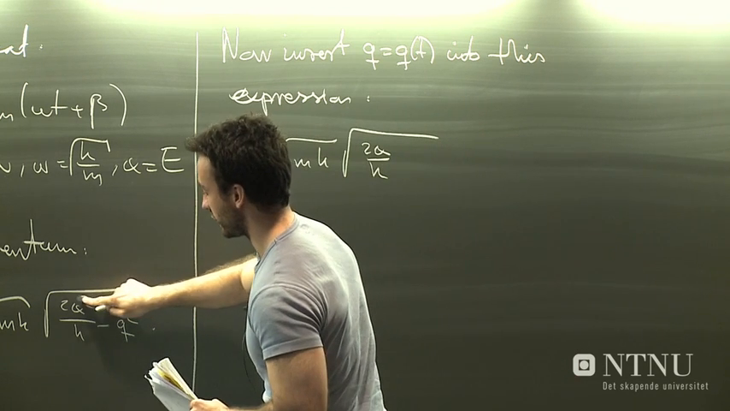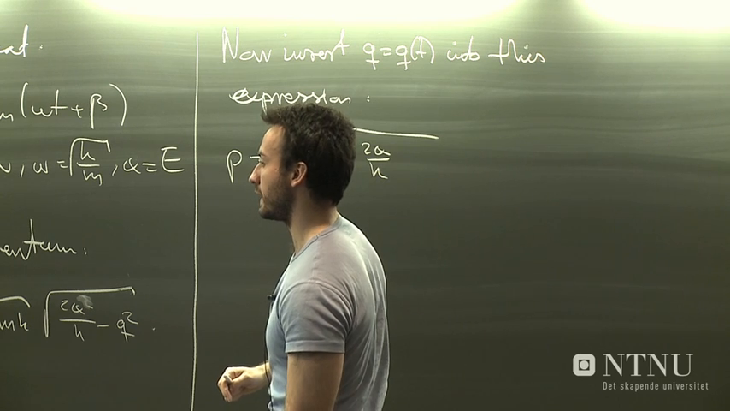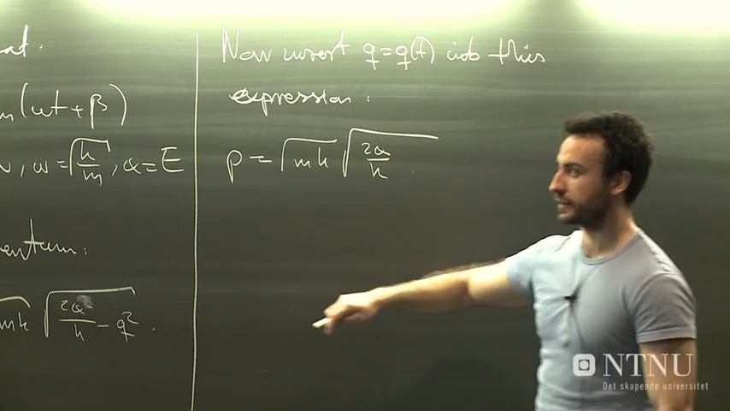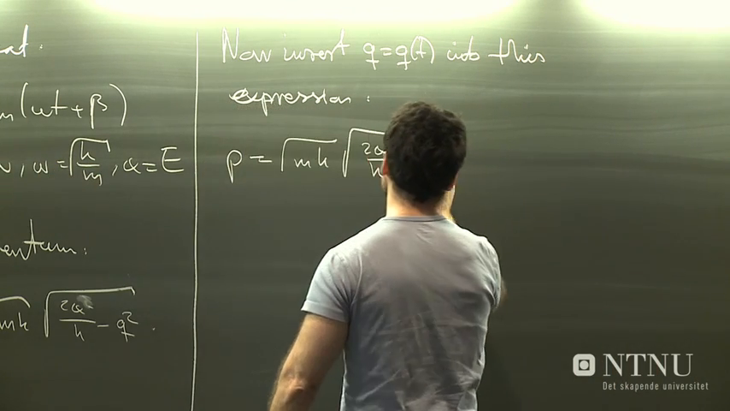Sorry, I don't think it should be a square here. Yeah, that was a typo. Okay, so we have 2 alpha over k and then q squared, and this is q, so we get 2 alpha k.